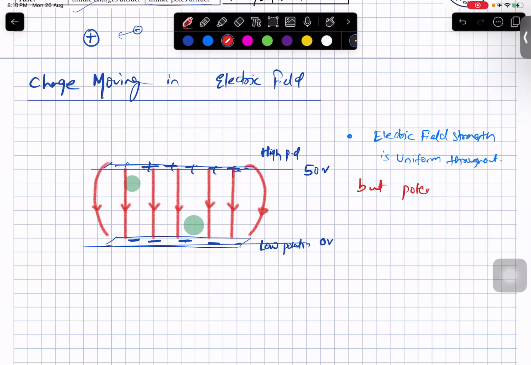But potential changes. Why does potential change? Because the bottom one is at 0 potential. If I go slightly above, then the potential will be different. And slightly above that, the potential will be different again, and so on.